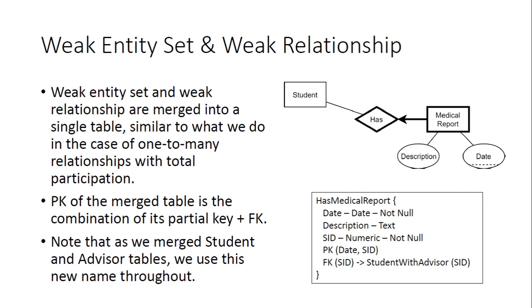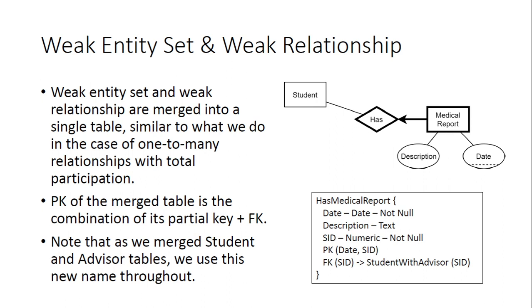Let's also discuss the weak entity set and weak relationships. So weak entities can actually appear in a fixed scenario. In this fixed scenario, we have this strong entity side, and the weak entity is going to be connected through a weak relationship. And that weak relationship, by the definition of the weak entities, is going to be one-to-many with total participation on the weak side. So this is actually the same scenario in which we merged the tables.